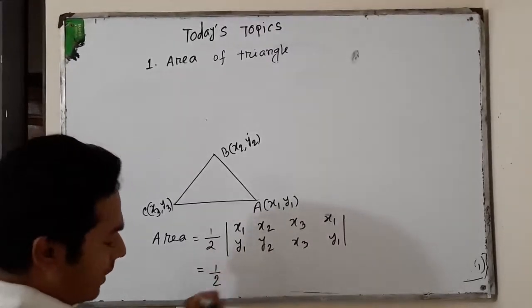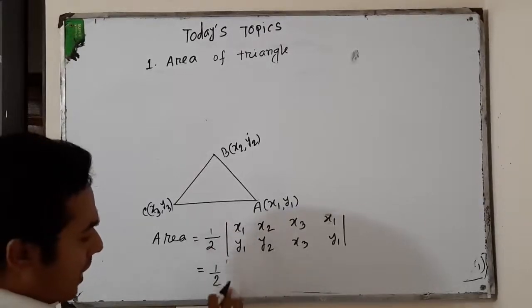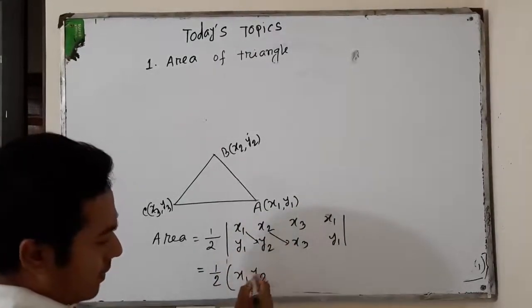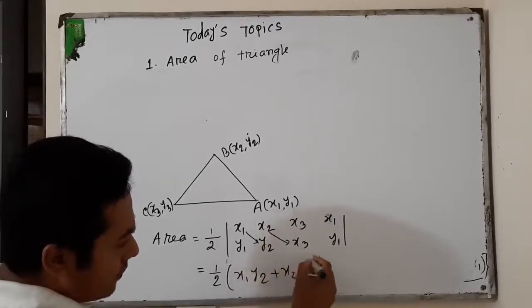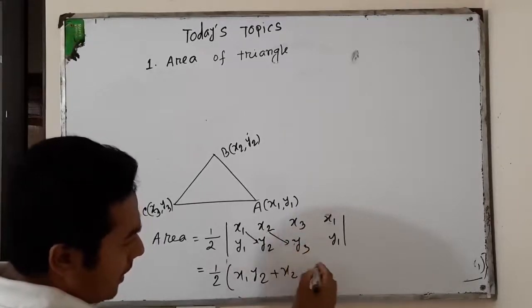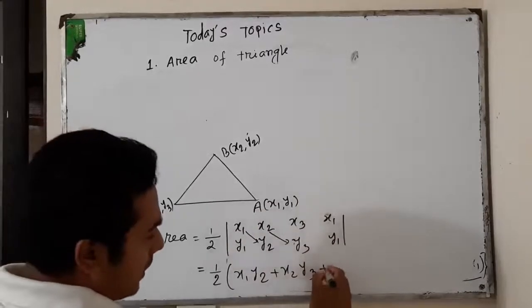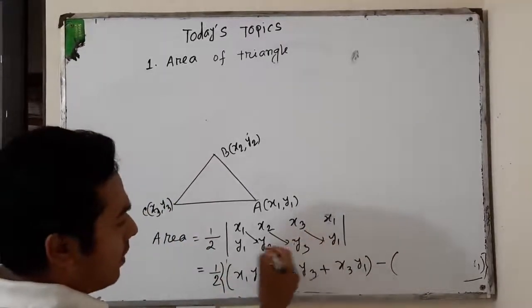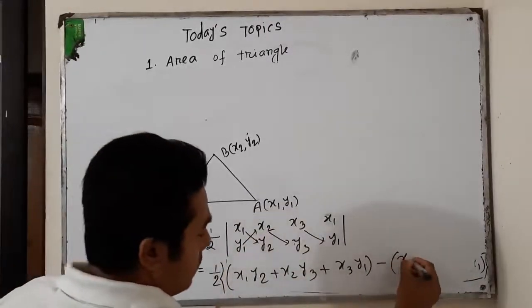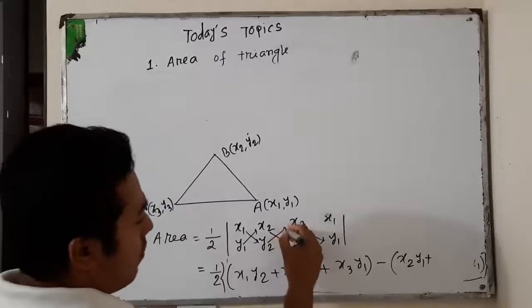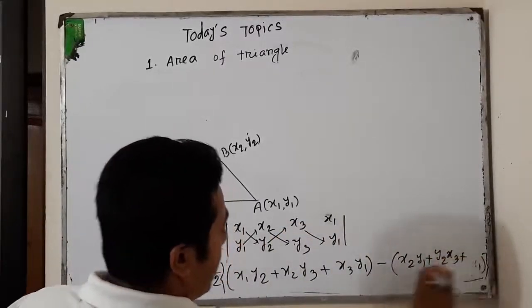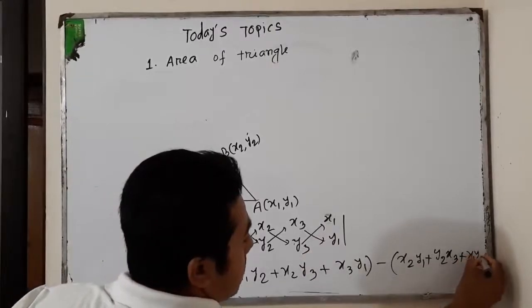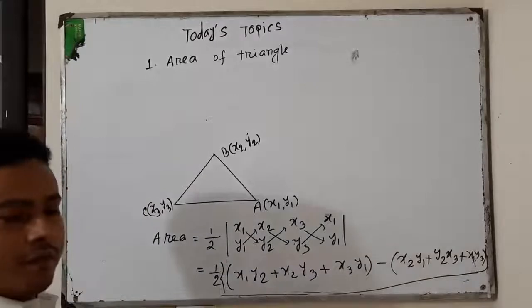Then how can we find the area? We multiply this way: x1 y2, plus x2 y3, plus x3 y1, minus the multiplication this way: x2 y1, plus y2 x3, plus x1 y3. This is the area of the triangle.